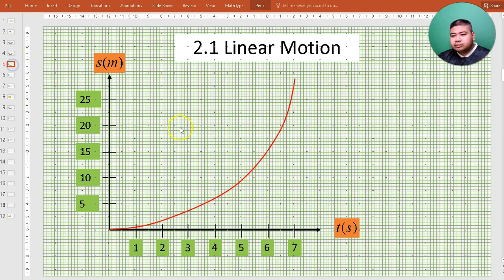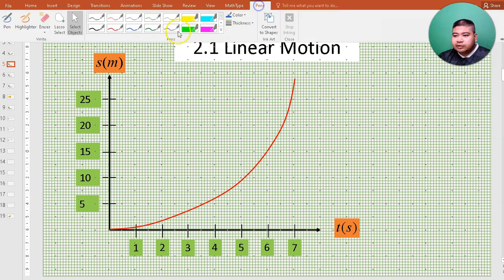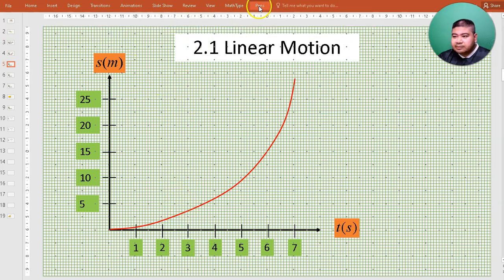Okay, now if we have a different type of line, so the line is no longer straight, instead it curves upwards. If you pick different points on the line, let me choose a different color. This is black, this is point A, point B, point C, and point D. All these points will have a different gradient. Remember, the gradient of the graph S-T is the velocity.